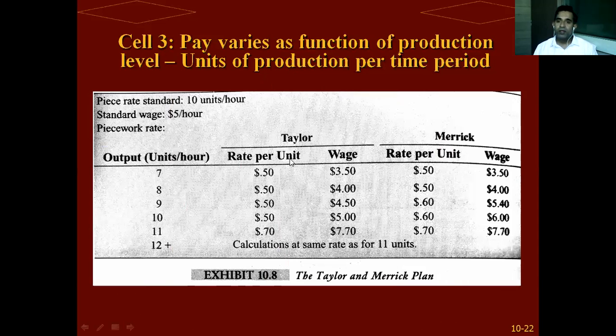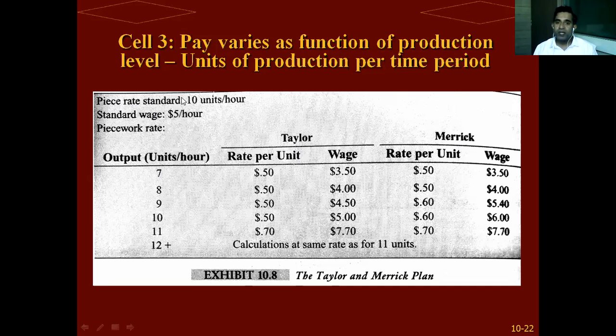So now here we are going to compare or illustrate the Taylor and Merrick piece rate systems. Taylor differential piece rate system, where two piece rates are established, and Merrick piece rate system, where three piece rates are established. So let us see how the wages of employees vary under the two pay for performance plans.